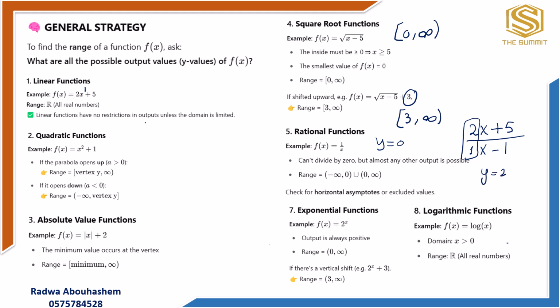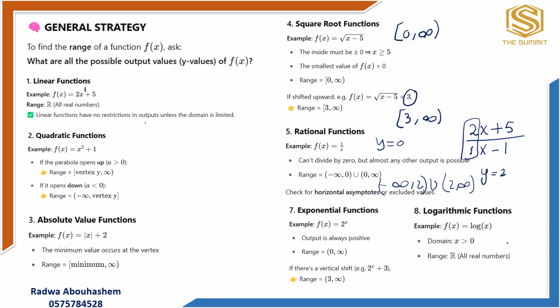So this means I have to exclude 2 from my answer. So it would be from negative infinity to 2, union 2 to infinity, or I could say R minus {2}. So whenever you're dealing with a rational function, you have to pay attention to the horizontal asymptote.